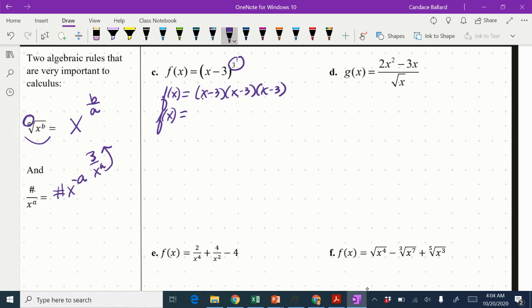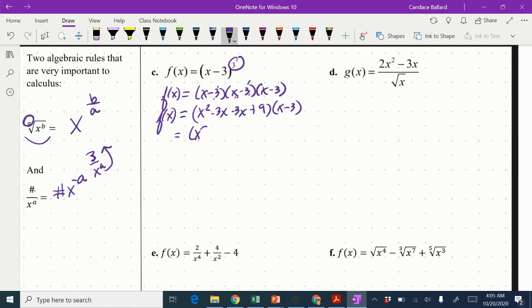So x times x, I'm FOILing the first two together. X times x is x squared. X times negative 3 is negative 3x. Negative 3 times x is negative 3x, and negative 3 times negative 3 would be positive 9. I'm still multiplying that by this last x minus 3.